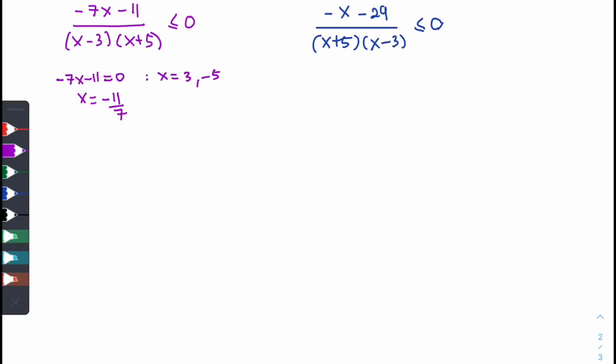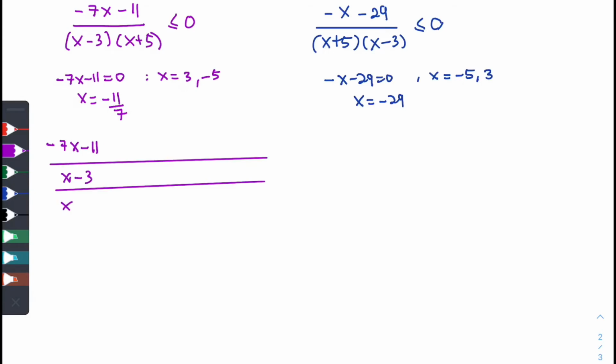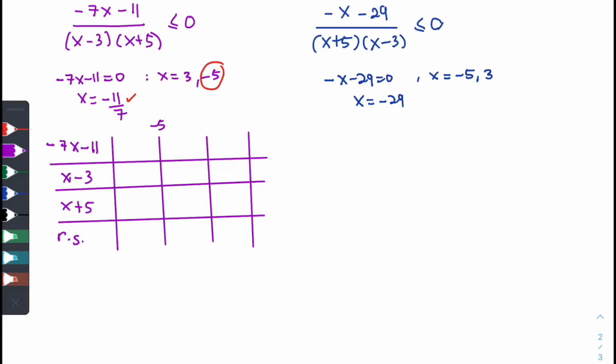For the second part, we have -x - 29 equal to 0. Simplify, you get x equal to -29, and the denominator has -5 and 3. Then you put them into the sign table. So you have the sign table of the factors -7x - 11, x - 3, x + 5, and the last row will be your resultant sign. The smallest number is -5, then comes -11 over 7. So you put it one by one: -5, -11 over 7, and also 3.